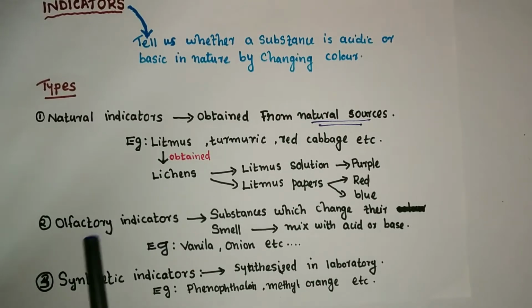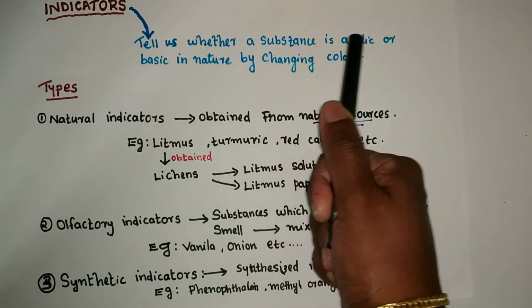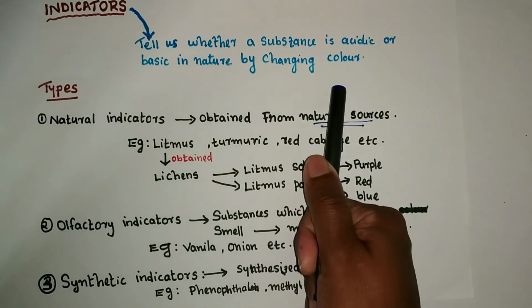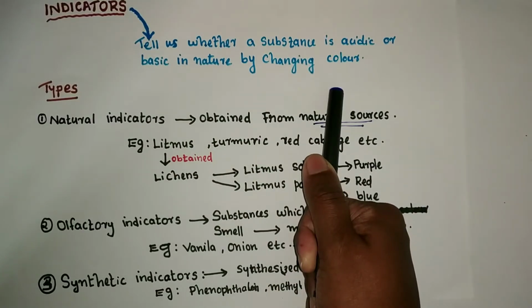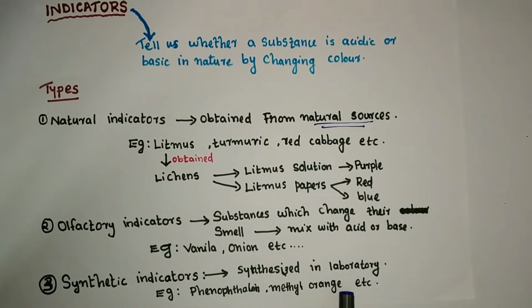Next type of indicators, olfactory indicators. First we learned that indicators let us know whether a substance is acid or base by changing their color. But some indicators help us to know the acidic or basic nature by changing the smell. Examples: vanilla, onion, clove oil, etc. Next type of indicators are synthetic indicators. Synthetic indicators are synthesized in the laboratory by using many chemicals. Examples: phenolphthalein and methyl orange.